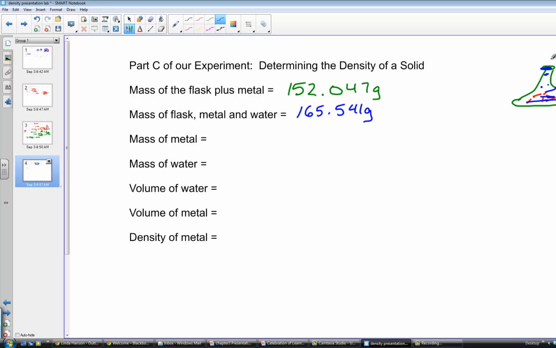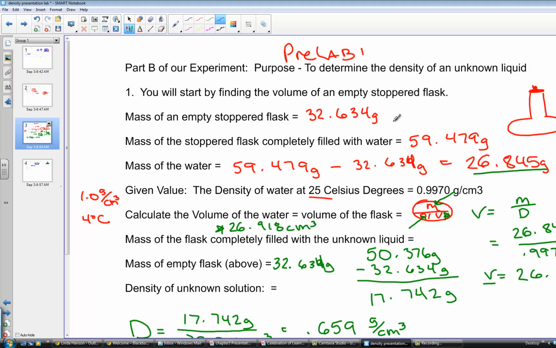That's the flask, the stopper, the metal, and the water all combined in here. So how do we find the mass of the metal? Well, we know the mass of the flask with the metal was 152.047. How about the empty flask? Previous slide. Here it is, 32.634. That's just a flask all by itself.